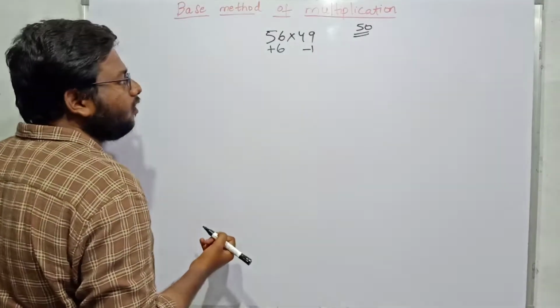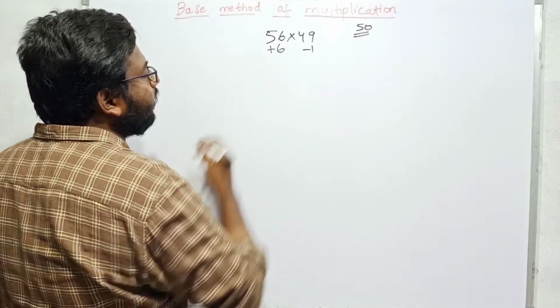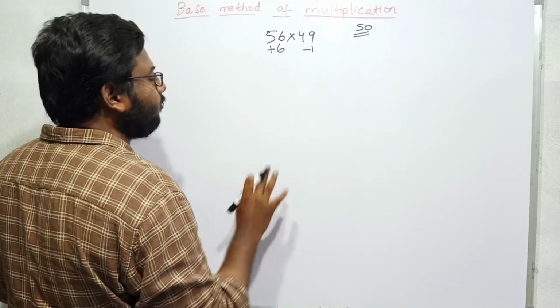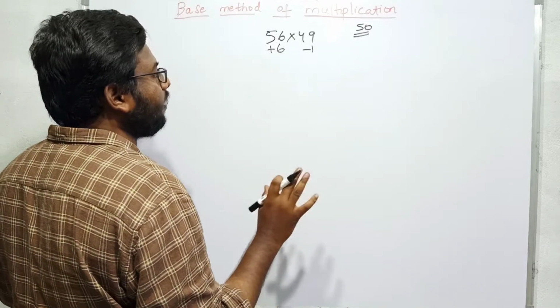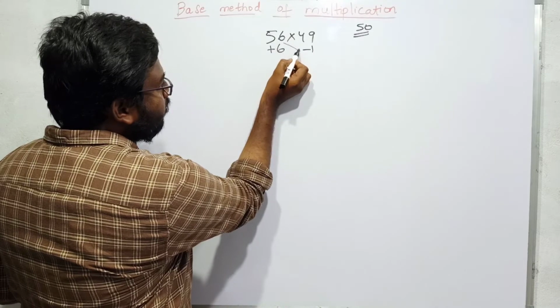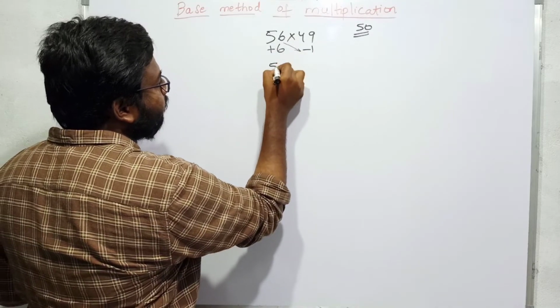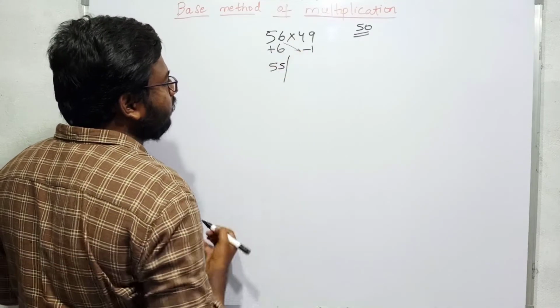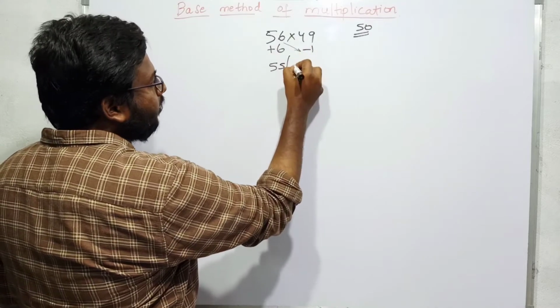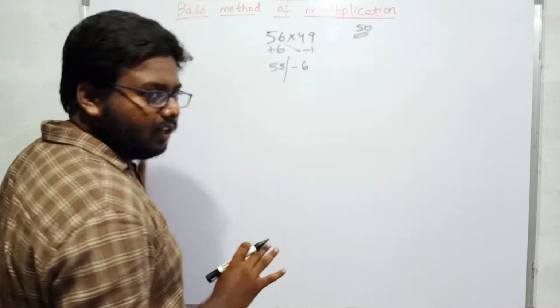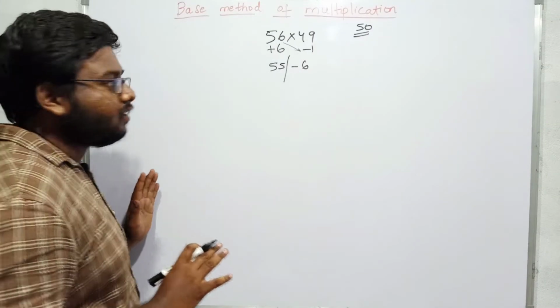So here also we will calculate this cross addition or cross subtraction. We should say addition only, because subtraction is also addition. So if I operate on the small number like this, I will get 55, and I have to put a slash here, and plus 6 into minus 1 is minus 6. Up to here the procedure will be the same. There is no difference in procedure.